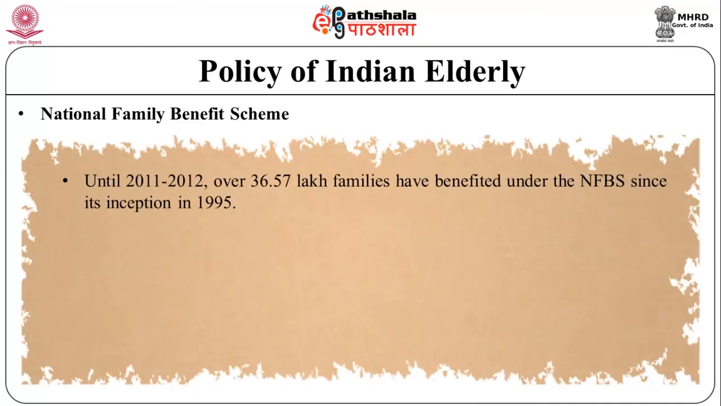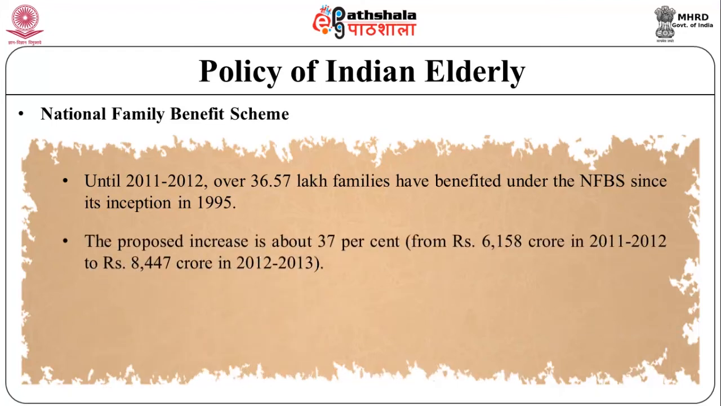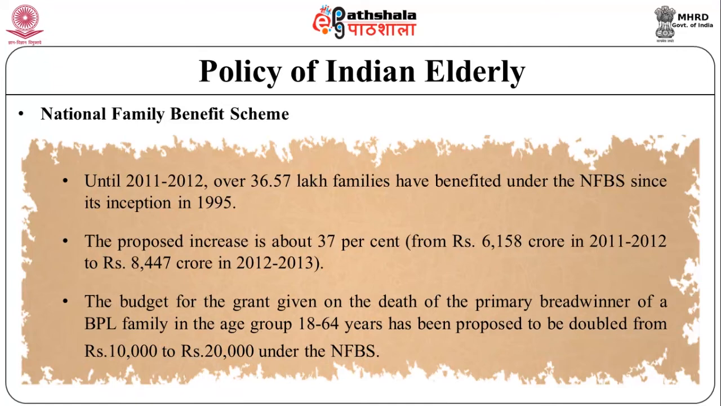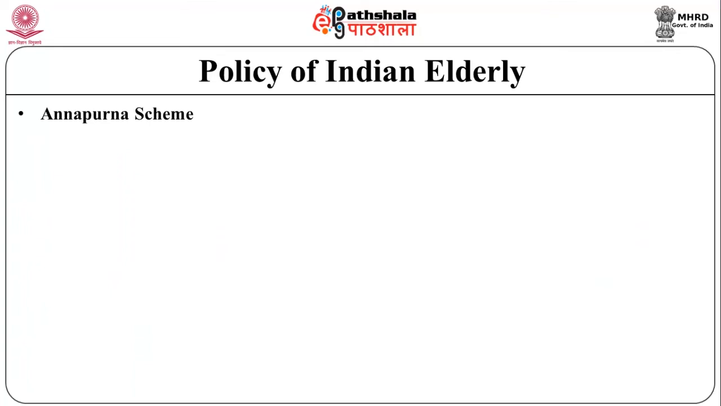Until 2011 and 12, over 36.57 lakh families have benefited under the NFBS scheme since its inception in 1995. The proposed increase is about 37%. The grant given on the death of a primary breadwinner of a BPL family in the age group of 18 to 64 years has been proposed to be doubled from Rs 10,000 to Rs 20,000 under the NFBS scheme. Now let's see what is the Annapurna scheme.